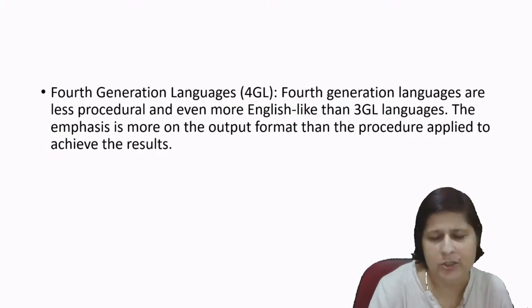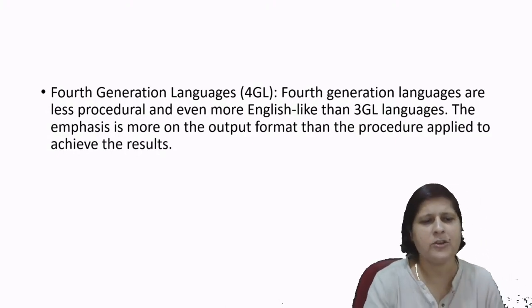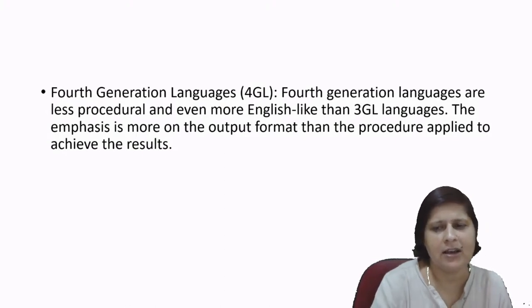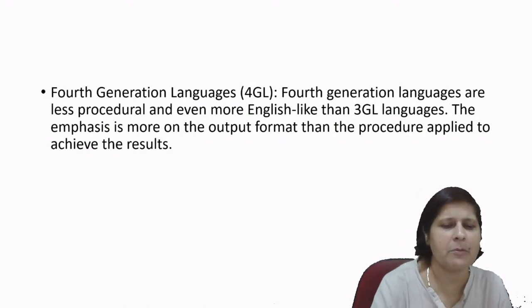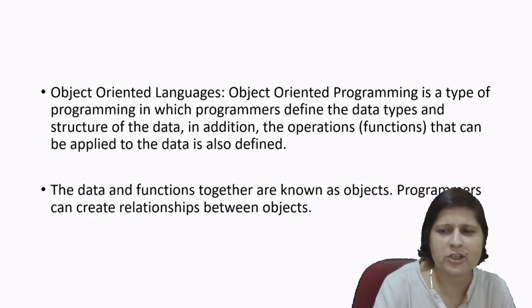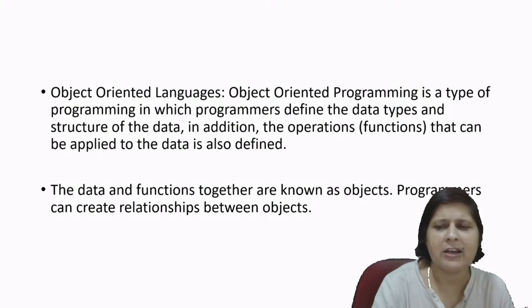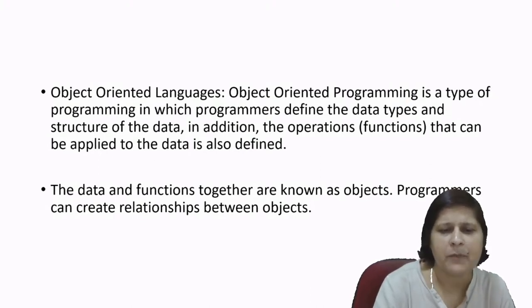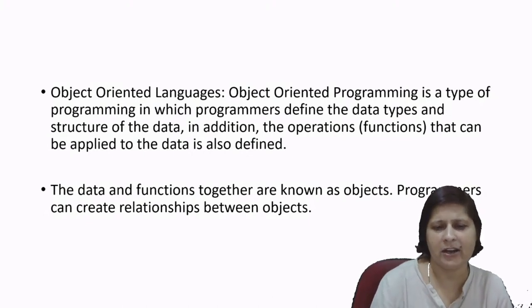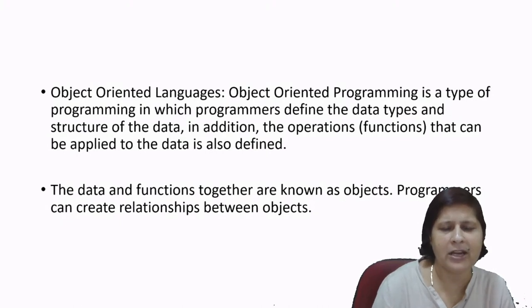Then came the fourth generation language, which is less procedural and even more English-like than 3GL. The emphasis is more on the output format than the procedure applied to achieve the results. It was on the output. And then came object-oriented languages or programming. Object-oriented programming is a type of programming in which the programmer defines the data type and structure of data. In addition, the operations, that is, the functions that can be applied to data, are also defined.